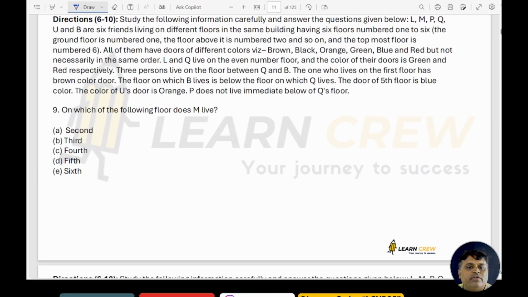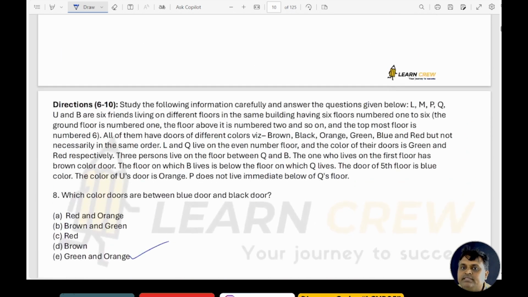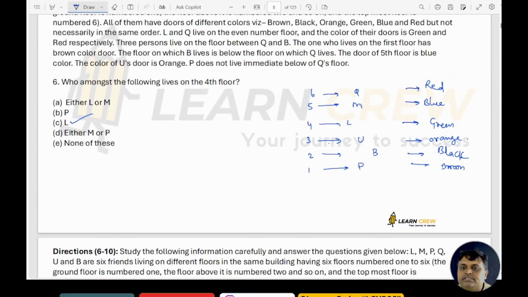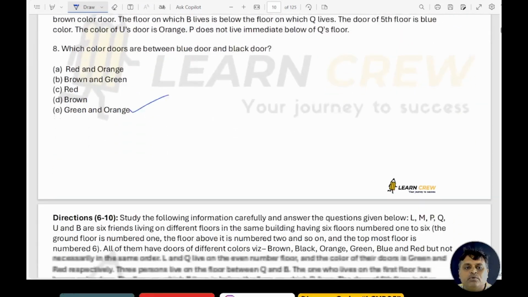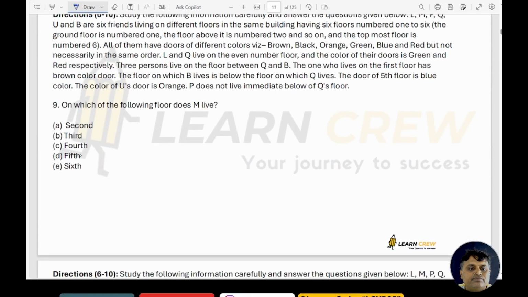Then, ninth one. On which of the following floor does M live? M lives in fifth floor. You can see here, M lives in fifth floor, blue door. Fifth floor, option D.